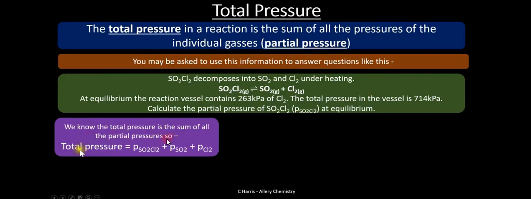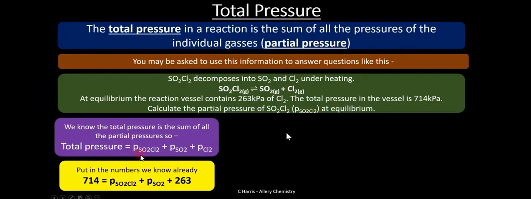We know the total pressure is the sum of all the partial pressures. So total pressure is going to be equal to the partial pressure of this compound here, the partial pressure of sulfur dioxide, and also the partial pressure of chlorine. This is an important equation that helps us to determine the required partial pressure. Here we know that the total pressure in the vessel is 714 kilopascals. So 714 is equal to the partial pressure of this compound in question, plus the partial pressure of sulfur dioxide, plus our 263. We're told here that the partial pressure of chlorine is 263 kilopascals.